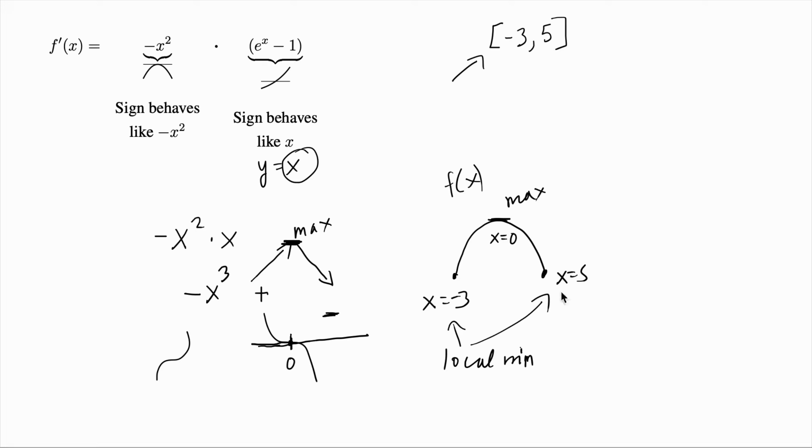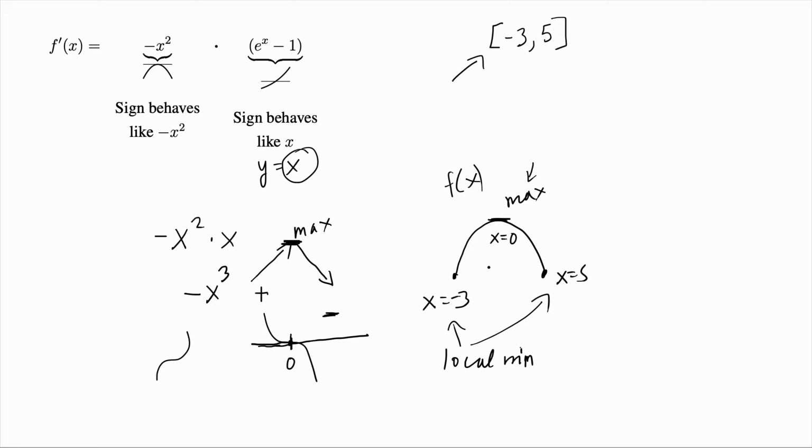Which one will win out in this interval to become the global minimum on that interval? Well, you have to plug in negative 3 and 5 individually into here to check to see which one will be the lowest. But this one will definitely be the global maximum, because, looking at the quick sketch, that'll be the highest point at x equals 0.